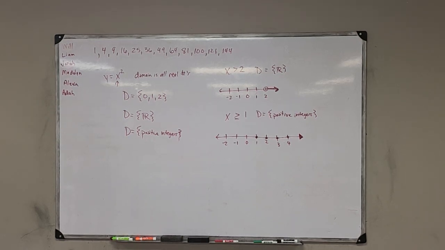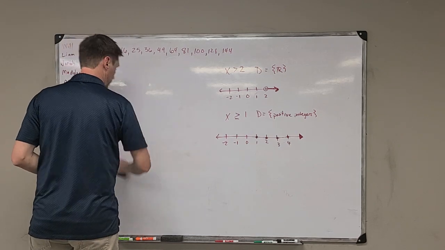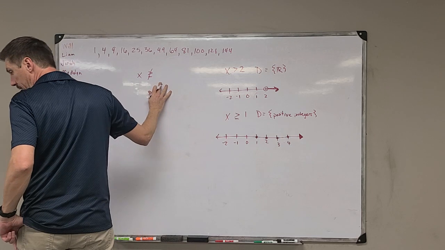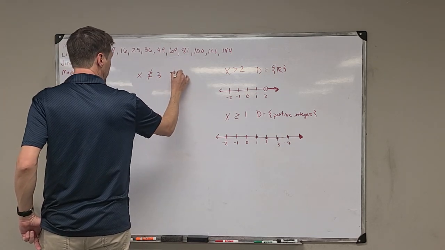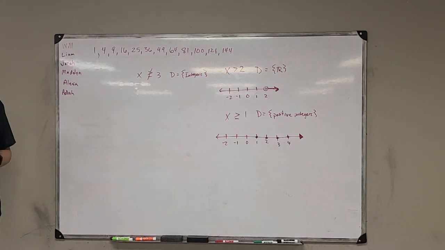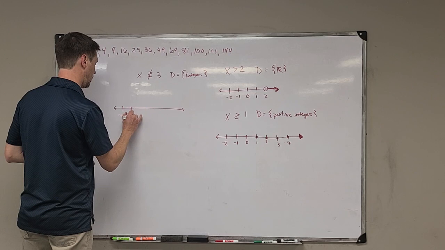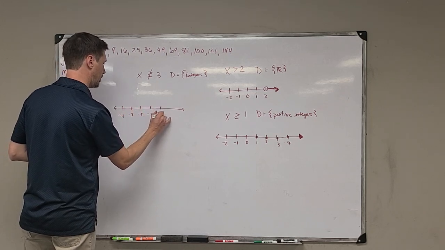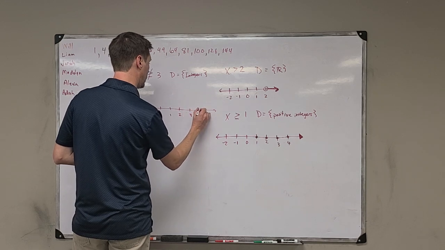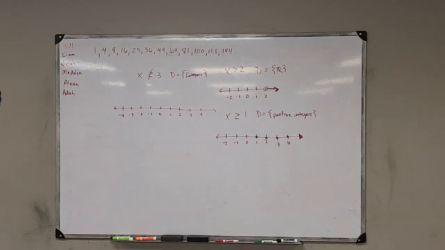All right, and finally, what if we had something like this, where x is not greater than or equal to 3, this is a weird one, where the domain is just integers. How do I graph that? So I'm going to do negative 4, negative 3, negative 2, negative 1, 0, 1, 2, 3, 4. It's always weird when they put the not slash through there.